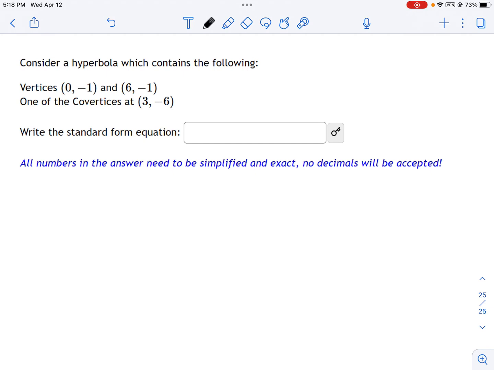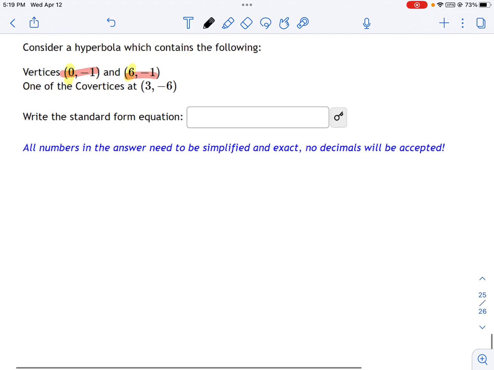First off, you have to figure out which direction hyperbola you have. What's the orientation for this thing? Vertical or horizontal? Well, think about your points here. You have vertices at (0, -1) and (6, -1). Between these two, what's changing? It's the x values. That means this has to be a horizontal oriented hyperbola.